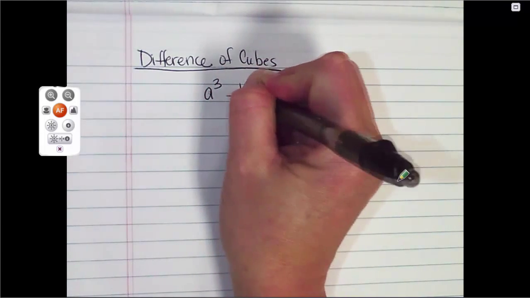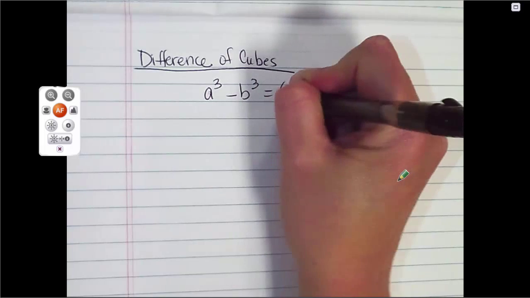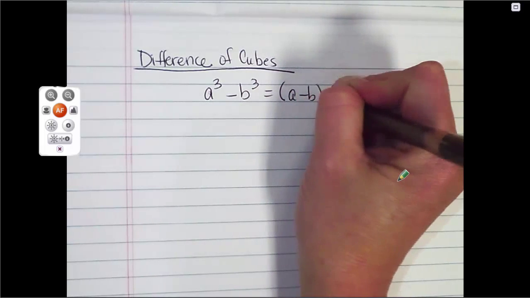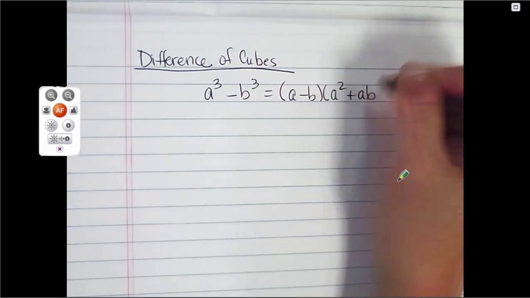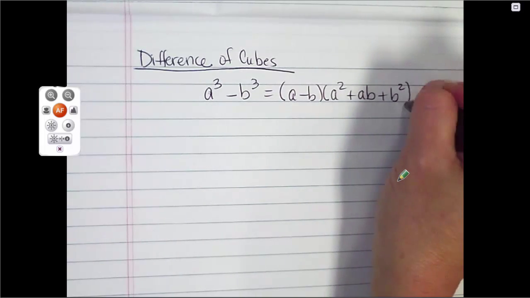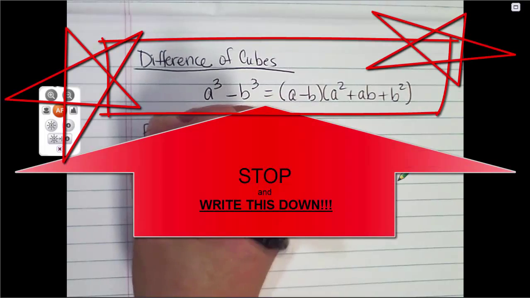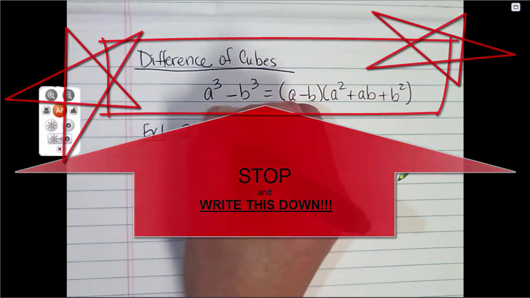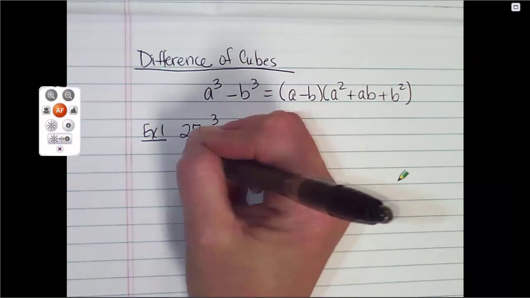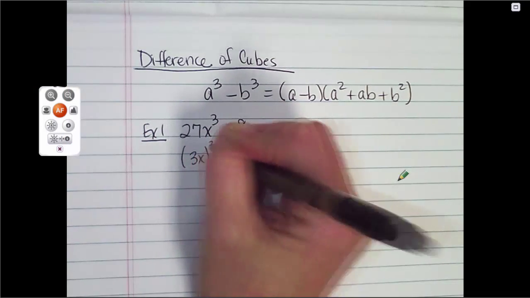Here's difference of cubes. If I have a cubed minus b cubed, that factors to a minus b times a squared plus ab plus b squared. Again, stop the video and write that down. Let's do a couple of examples. We'll start with 27x cubed minus 8.